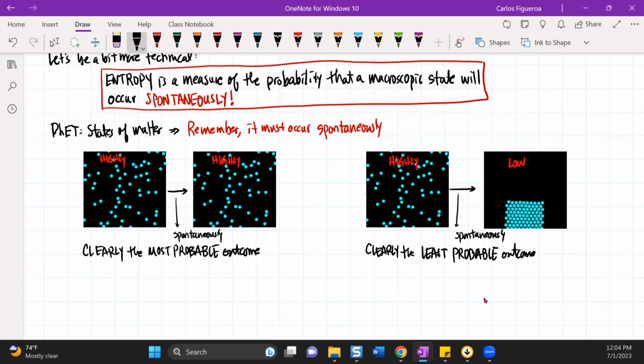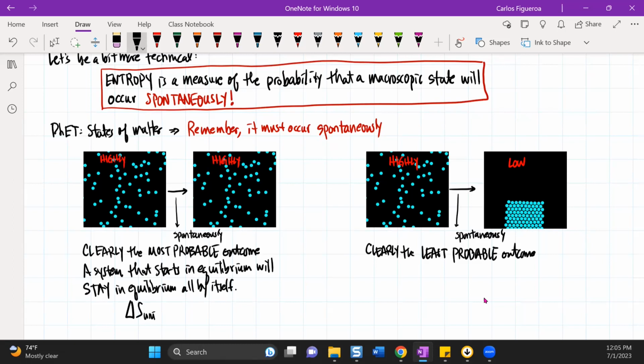So what we say here is that if I go from here to here, this first system, we say that a system that starts in equilibrium will stay in equilibrium all by itself. It's just the most probable situation. So in this case, when we look at the change in entropy of the universe, well, it's zero. I started at a high disordered state, and I continued at a high disordered state. But not the case on the right here.